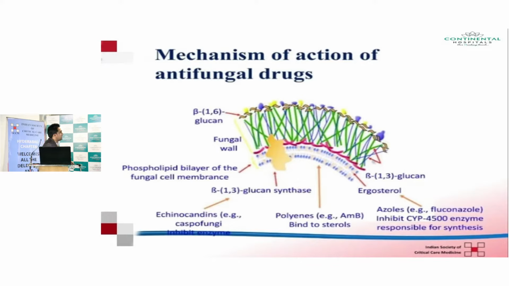Azoles inhibit the CYP450 enzyme, which is responsible for the synthesis of ergosterol, one of the important components of the cell membrane. Polyenes bind to sterol and cause holes and pores in the cell membrane, leading to leakage of the fungal material and causing fungal cell death. Echinocandins bind to beta-1,3-glucan synthase, an important component of the cell wall, which causes rupture and disruption of the cell wall, leading to fungal cell death.